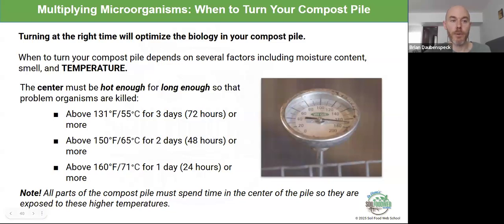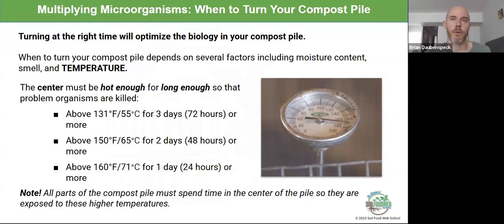So when do we turn the compost pile? We have these thresholds. We're considering temperature and moisture, and we're considering the oxygen levels when we make these decisions. So the first thing is the temperature, and we want to make it hot enough, long enough, so that we're killing off the detrimental organisms and the weed seeds.